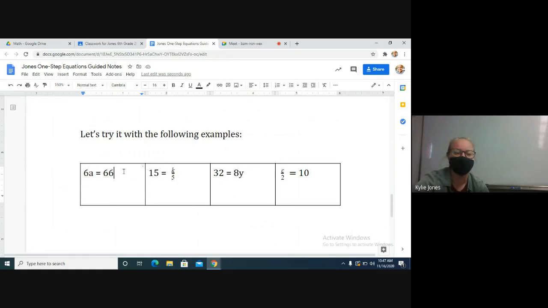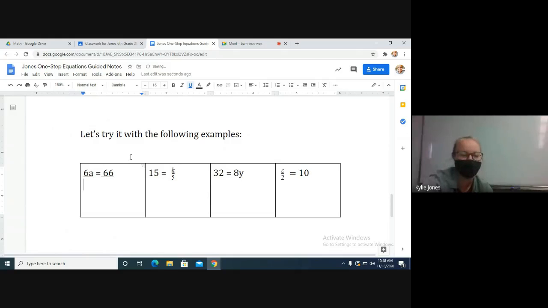Let's see. This is very hard to type in. I'm going to underline it. So that looks like we're dividing, right? Fraction bar means dividing. We're going to divide on both sides by the number in front of your variable. So we're going to divide both sides by 6. Both sides get divided by 6.